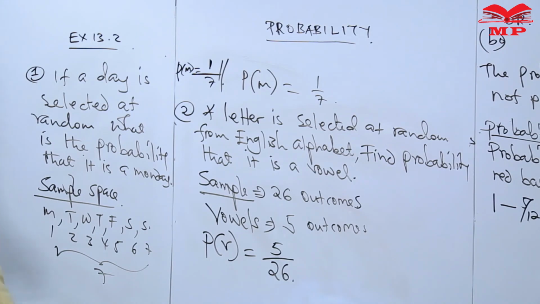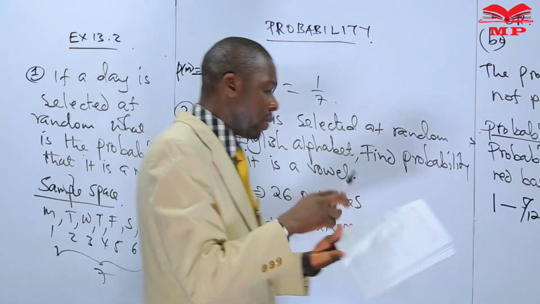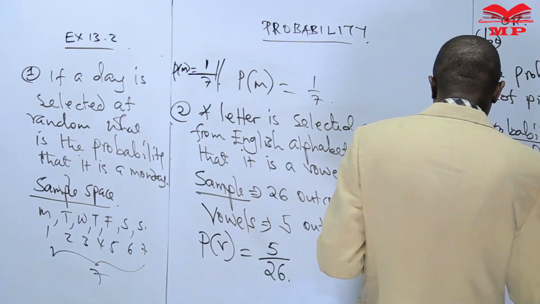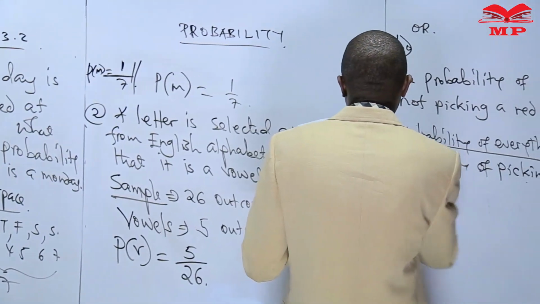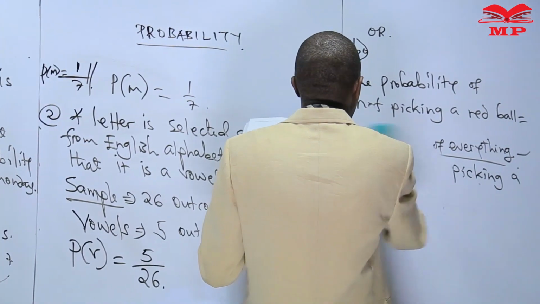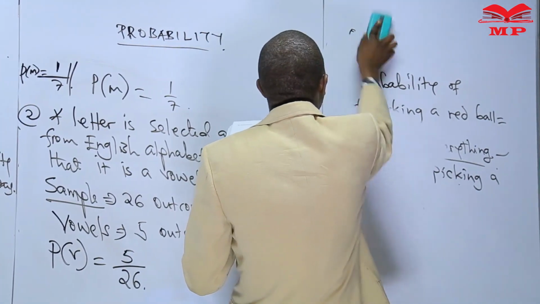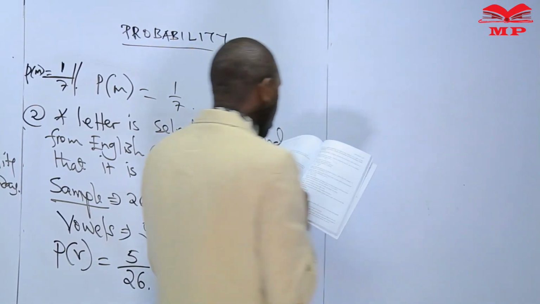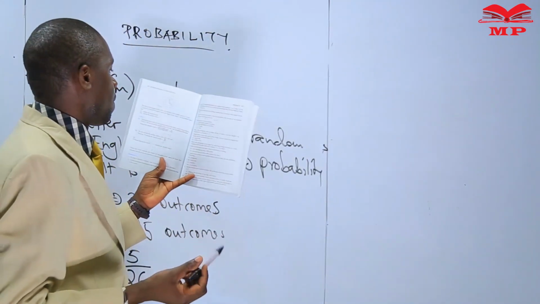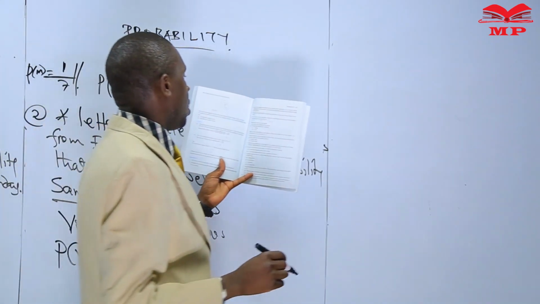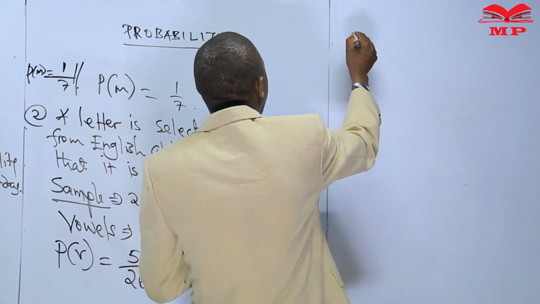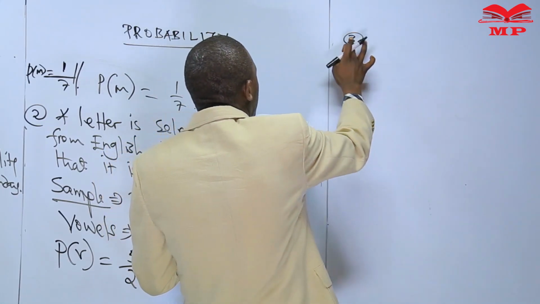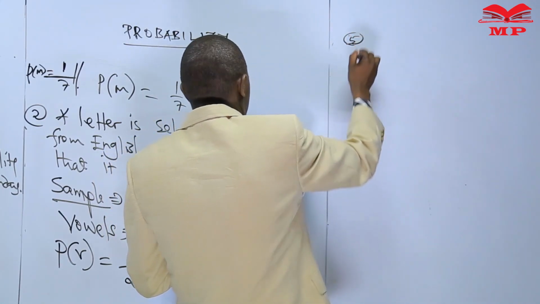Now we can look at a third one. I want us to look at this one, number 5 actually.